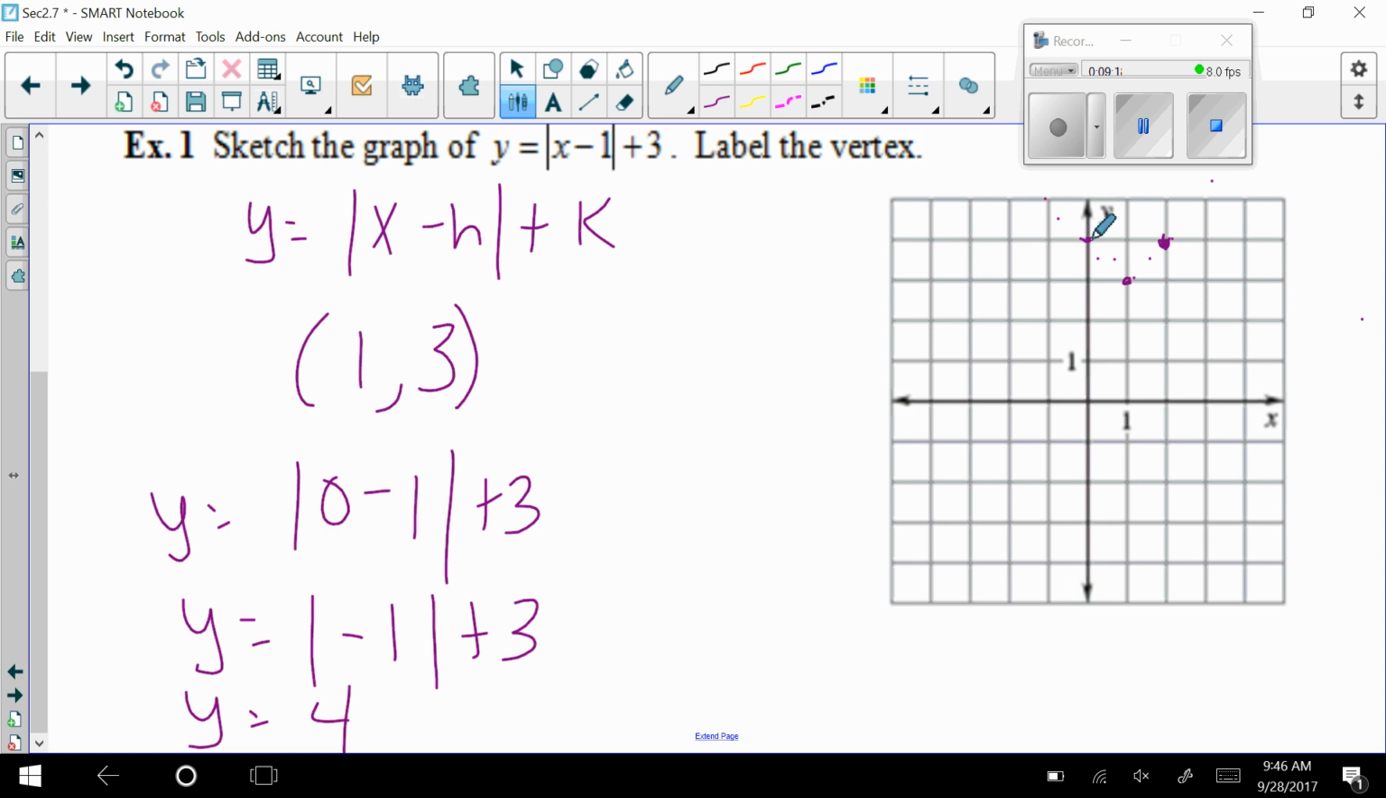So you want to find the vertex, you want to plot another point, and then use symmetry to plot a third point, and then you can connect your points. So here's what my graph would look like.